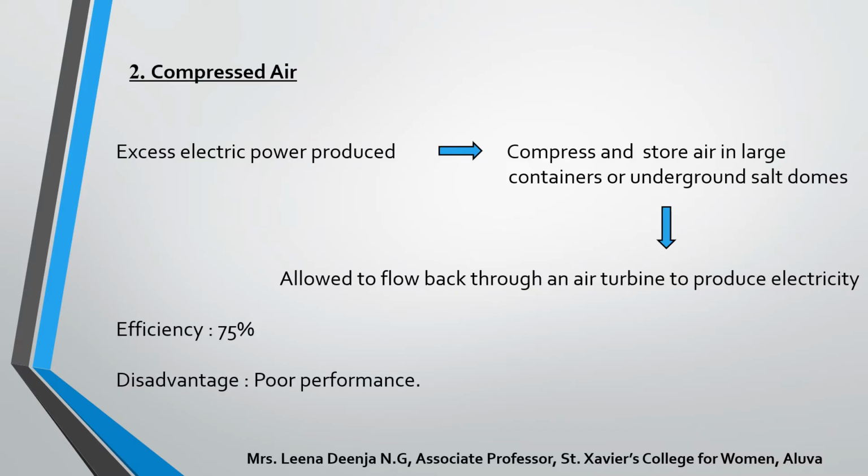The second type is compressed air. Here, excess electric power produced can be used to compress and store air in large containers or underground salt domes, which is later allowed to flow back through an air turbine to produce electricity. Here, the efficiency is about 75%. Poor performance is the main disadvantage of compressed air.